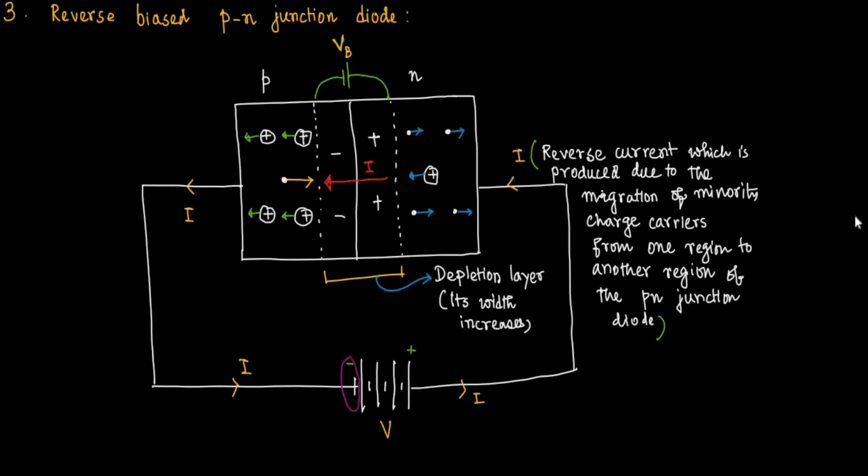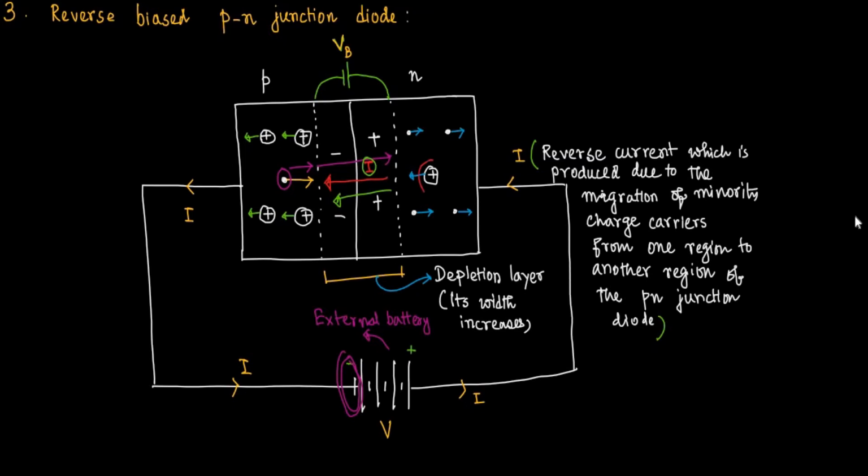In this case, this is the external battery, and its negative terminal repels the conduction electrons towards the junction, and these conduction electrons will cross the junction, and this reverse current will flow in the opposite direction of motion of the conduction electrons. So in this way, reverse current is produced.